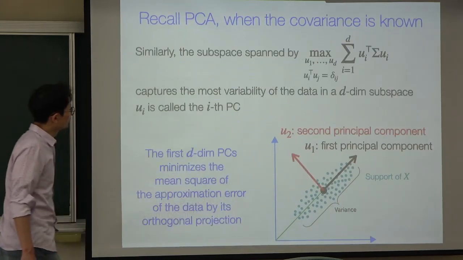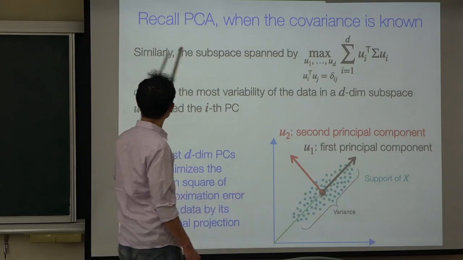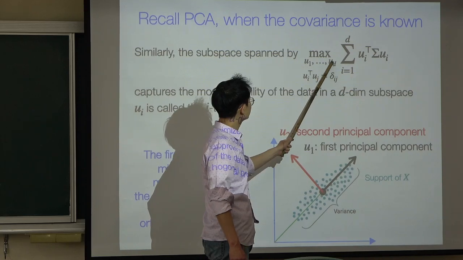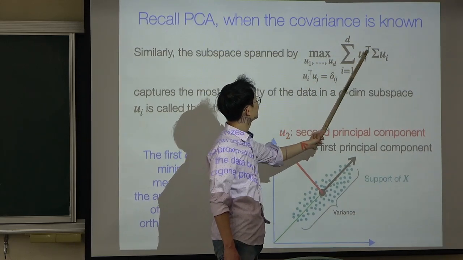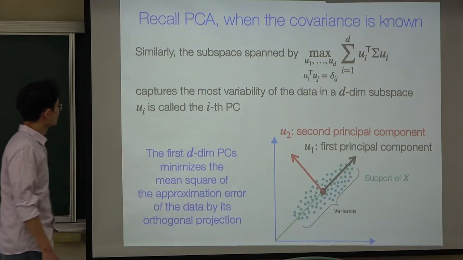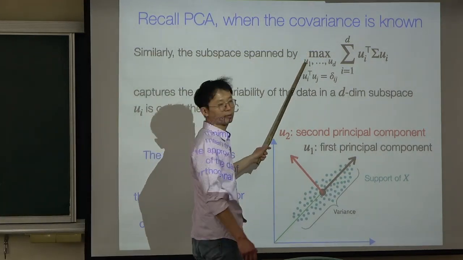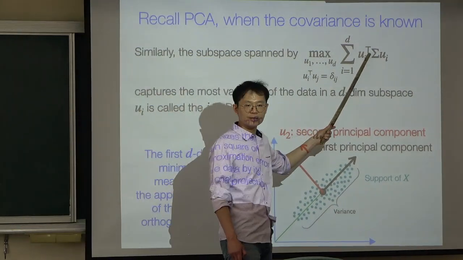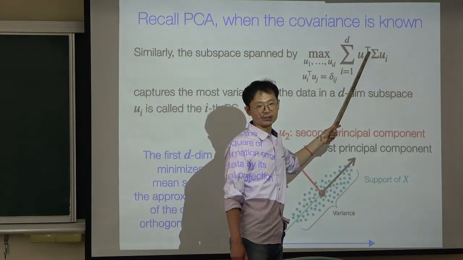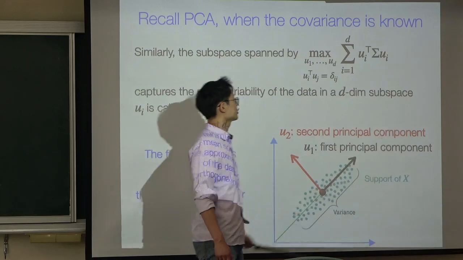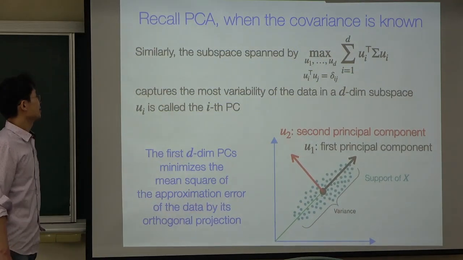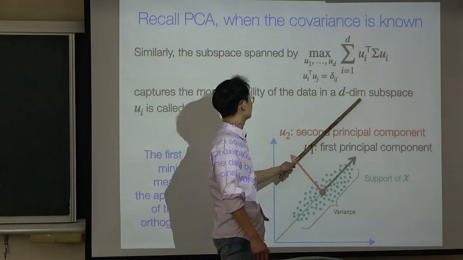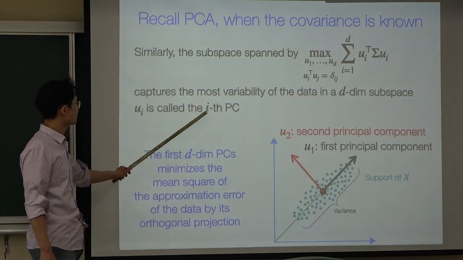You can continue and ask if you can find d-dimensional subspaces, with vectors orthogonal to each other, that maximize this. You can see that the solution will be the top d eigenvectors and eigenvalues. And remember, sigma as a covariance matrix is always positive semi-definite because it's the outer product of the data matrix. So you capture the most variability of the data in a d-dimensional subspace. And u_i is called the ith principal component.